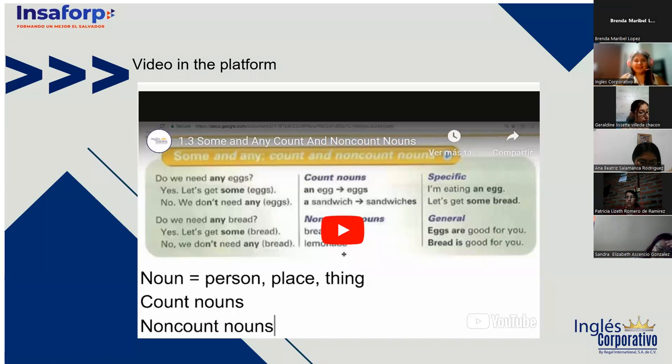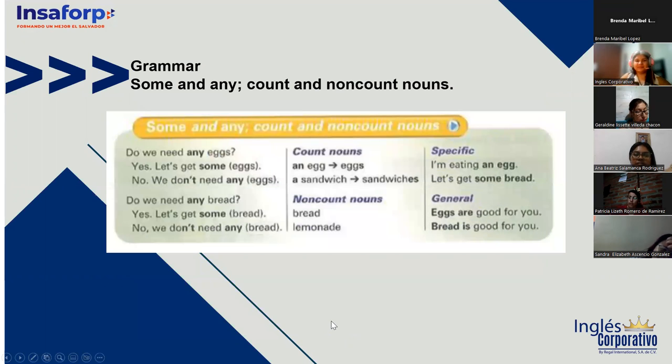Christian, David, what do you have? Or what do you need? I need some bread. Mira, a vos te han dicho que se van a reunir. Okay. What else? Te mandaron mensaje. I need a bottle of soda. Okay. Good. Thank you, Christian.